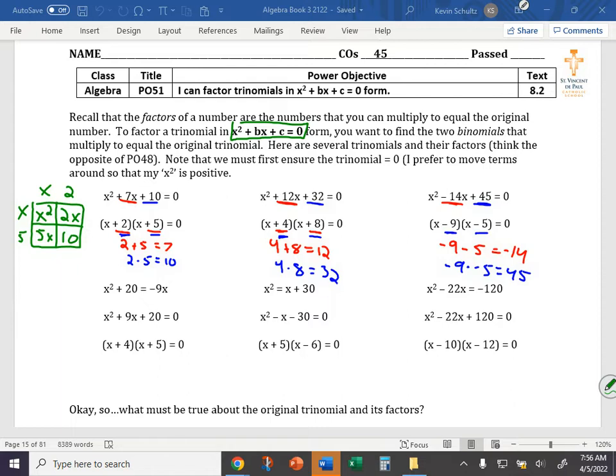You can also multiply both of the x's. Yes, all of these start with x squared. This is the form that we're working with here. And so all of your binomials will each start with just an x, because that's where that x squared comes from. You're absolutely right.